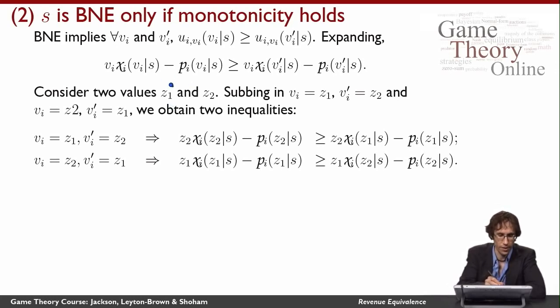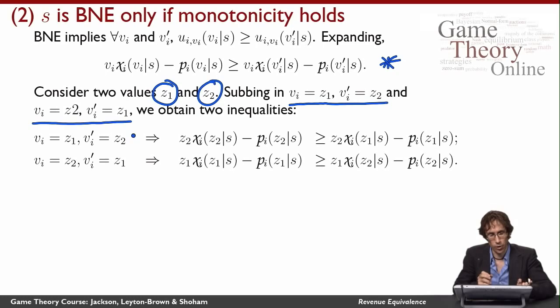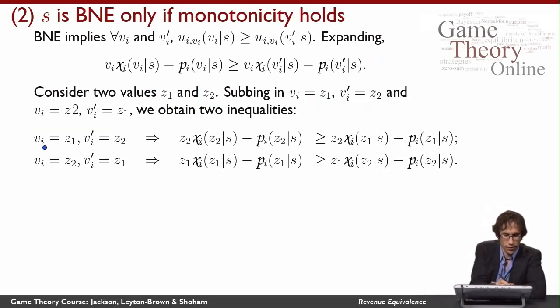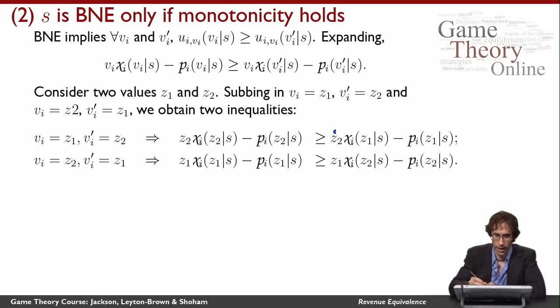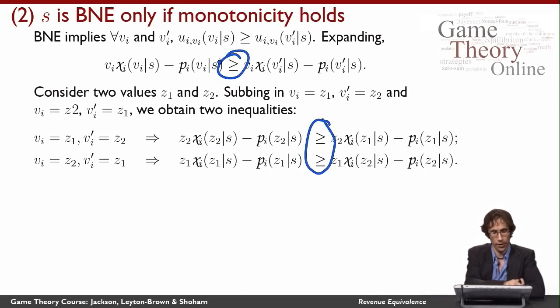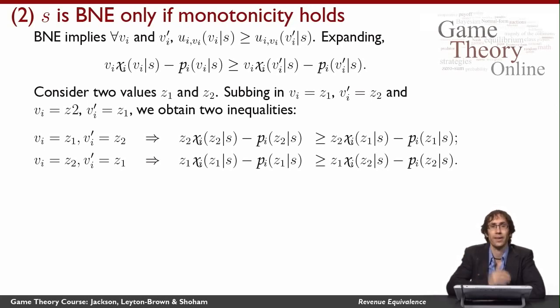So I'm going to consider two possible values, z1 and z2, that the agent really could have, and I'm going to substitute into this expression both ways. I'm going to substitute in vi equals z1, vi prime equals z2, and I'm also going to substitute in the other way around. And depending on which way I substitute, I get two different inequalities. If I do the first substitution, then I get this inequality, which gives an expression that has z2 here and z1 here, for example. When I do things the other way around, everything switches, so I get z1s and z2s the other way. And both times I have the inequality pointing this way because that's what we always started out with. So basically what this is saying is an agent of type z1 wouldn't want to lie and pretend to have type z2, and similarly, an agent of type z2 wouldn't want to lie and pretend to have type z1 either.